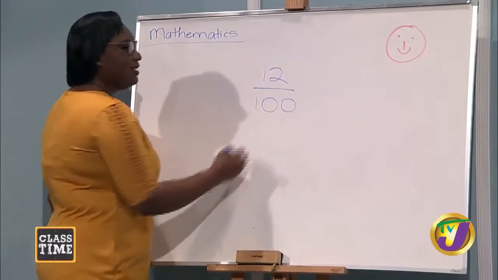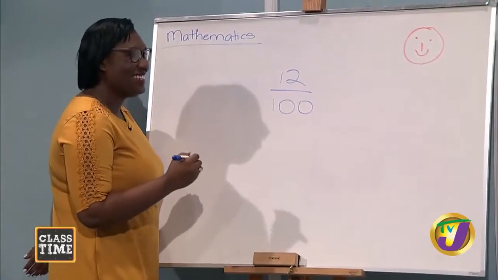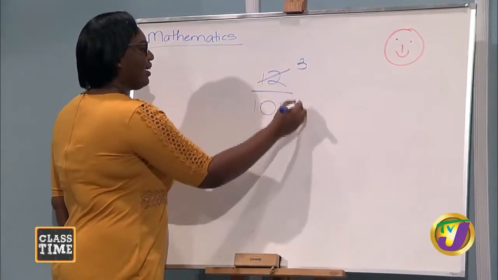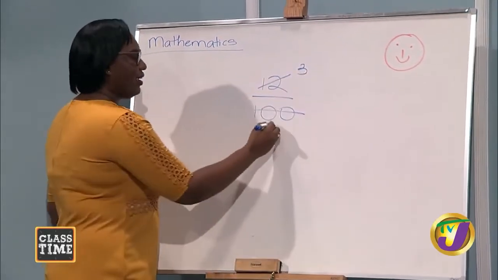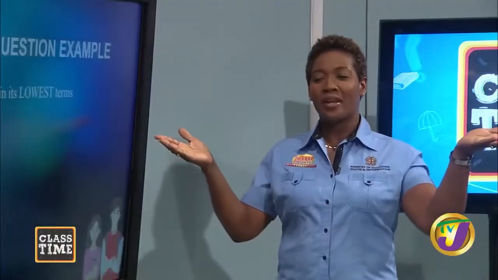Look at that, 12 over 100 on the board. 4 divided into 12 goes 3 times, and 4 into 100 goes 25 times. So simplifying that fraction gives us 3/25.